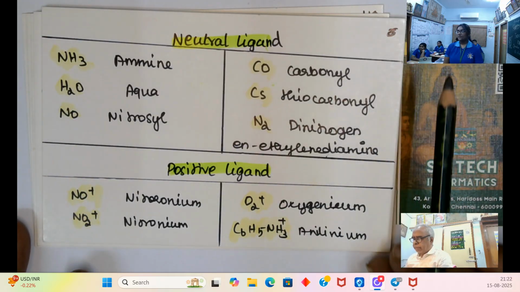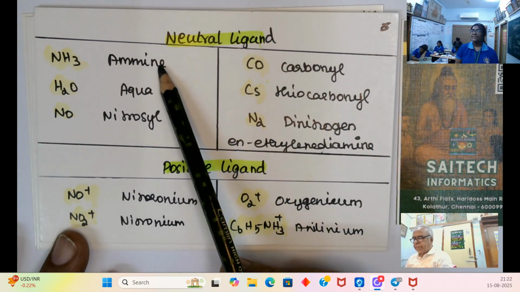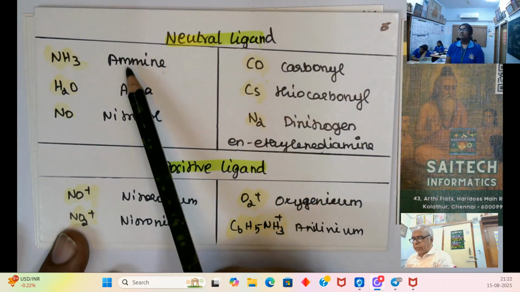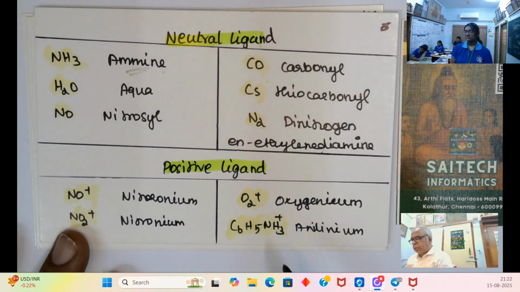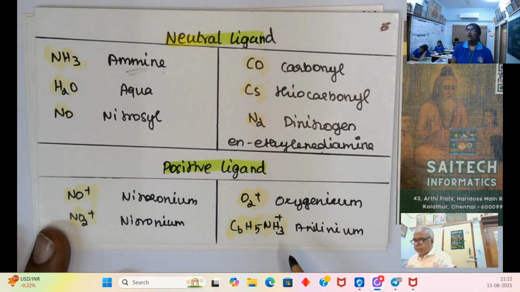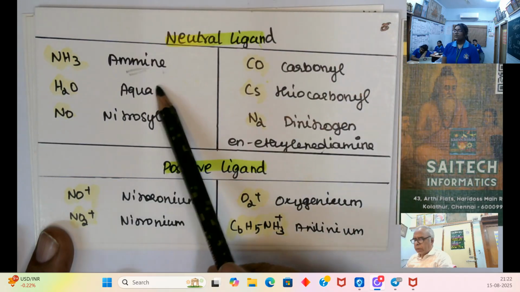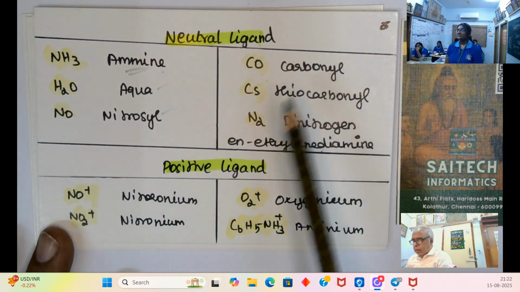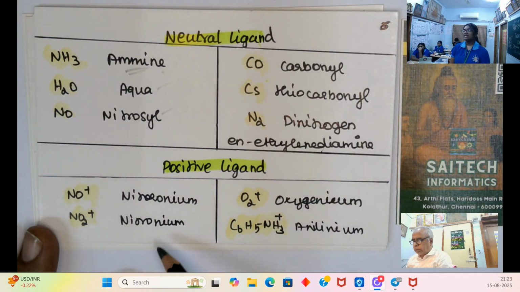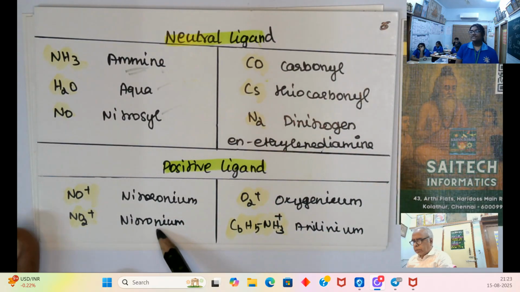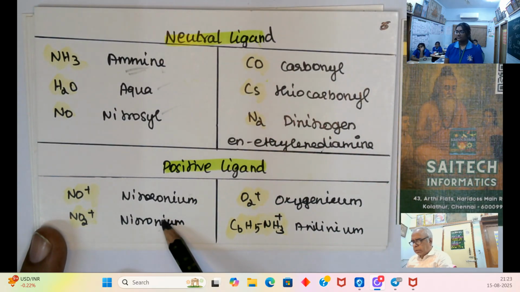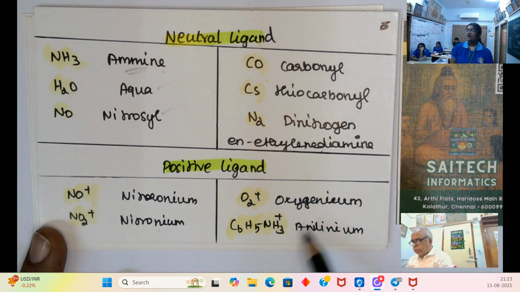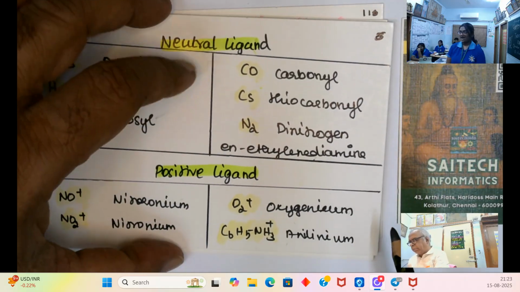Here are some examples of neutral ligands: ammine, aqua. You have to be very careful with the spelling of ammine, NH3, with double m. Aqua and nitrosyl, carbonyl, thiocarbonyl, dinitrogen. En represents ethylenediamine. And positive ligands are nitrosonium, nitronium, oxygenium, and anilinium.